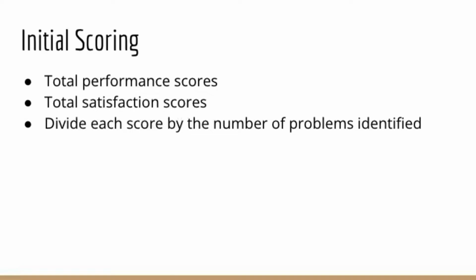For initial scoring, the therapist will total the performance scores and divide by the number of problems identified to create an average score. The therapist will do the same for the satisfaction scores to create an average. These scores will be used for comparison at reassessment.